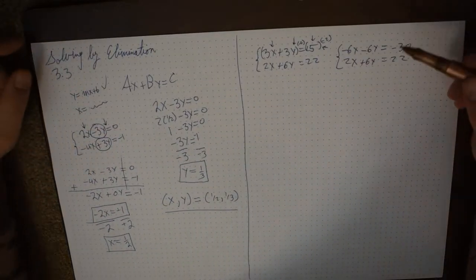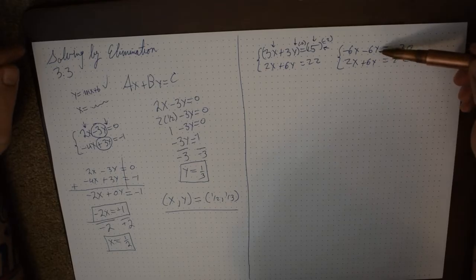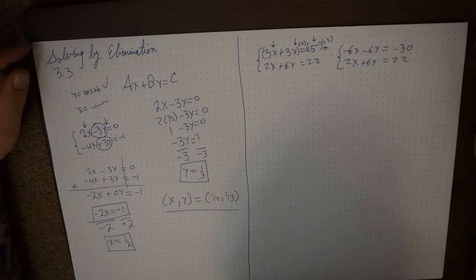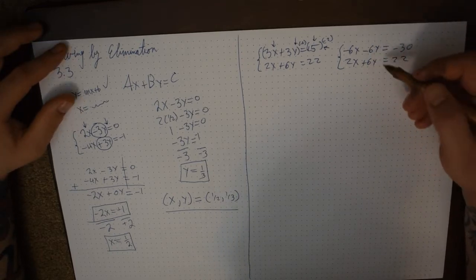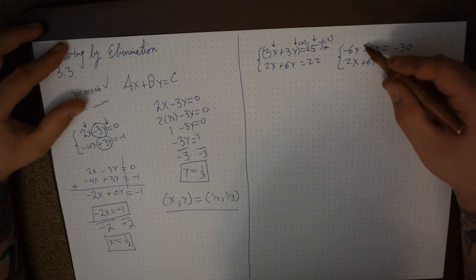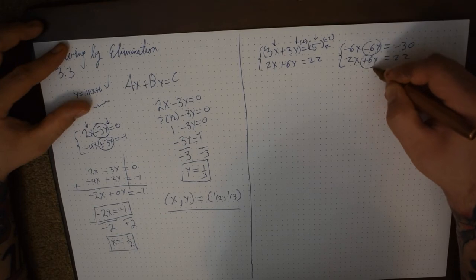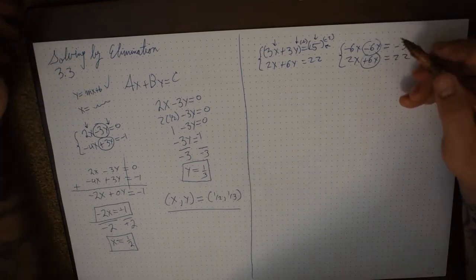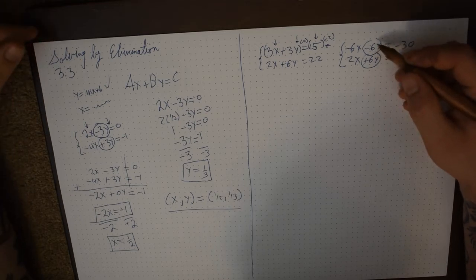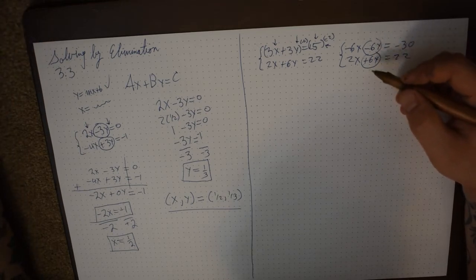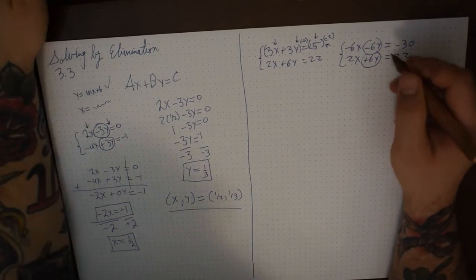And now look at what we've done. We haven't changed the values of x and y that make this statement true by multiplying both sides by negative 2. But what we have done is introduce leading coefficients that are opposite in sign. We've got this negative 6y, and this positive 6y. So now we've got coefficients whose numbers are the same but signs are opposite. We can add both sides of these equations together.